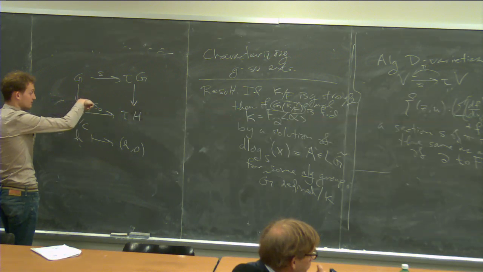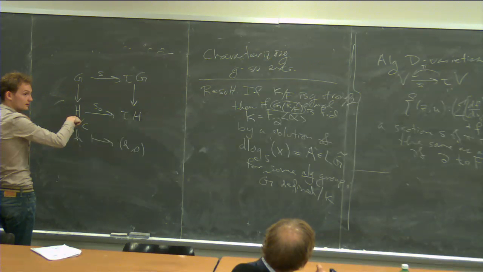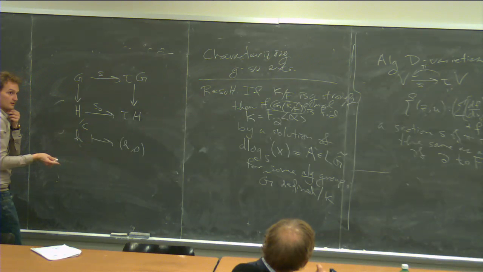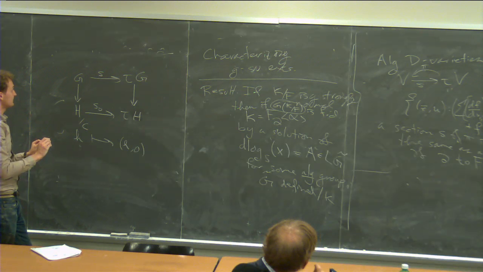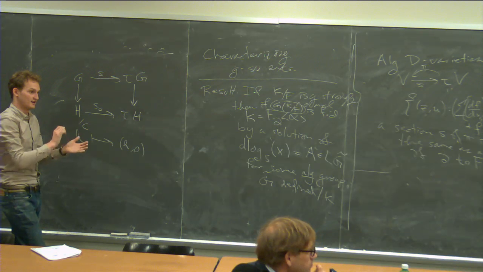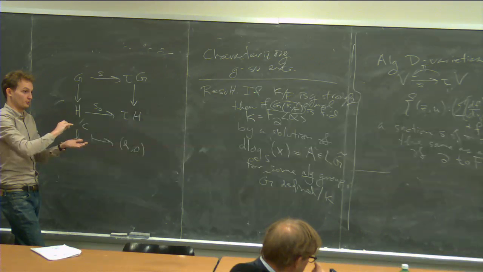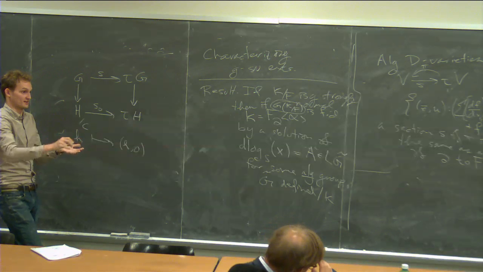The multiplicative group is not isoconstant? Mm-hmm. I'm confused. Wait, so it doesn't make sense to say that a group is isoconstant. It makes sense to say that an algebraic D-structure on a group is isoconstant.